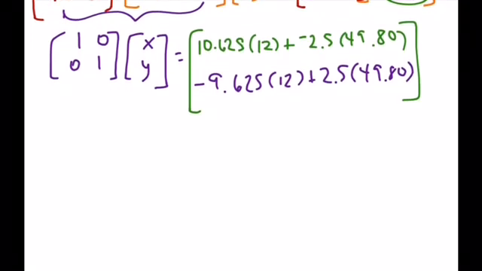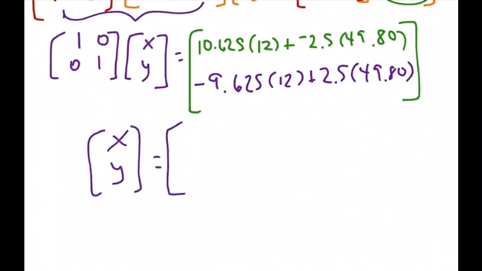Okay, now I'm going to simplify that. So I'm going to have my x, y is equal to, when I simplify all of that, I get 3 and 9. Now what that means is x equals 3 and y equals 9.